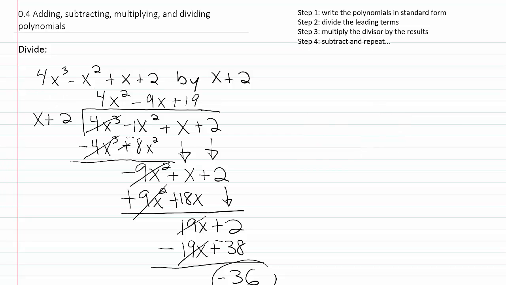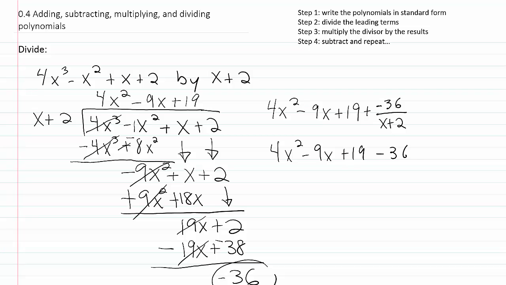All right, so to write our answer out, what I like to do is I put the 4x squared minus 9x plus 19. I put that part of the quotient there. Then I add the remainder, but in this case, since it's a negative 36, it'll be basically adding a negative 36, or in other words, you could have just put minus 36, divided by the divisor x plus 2. So the answer then, the quotient, is just 4x squared minus 9x plus 19 minus 36 over x plus 2.